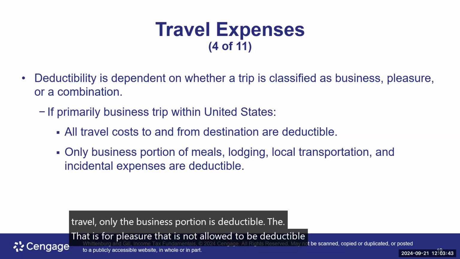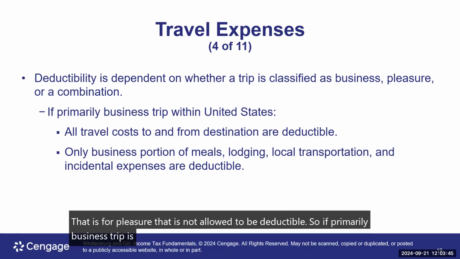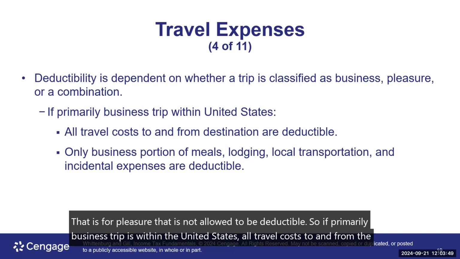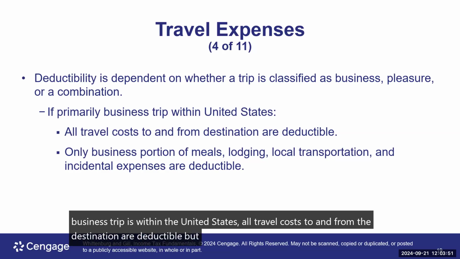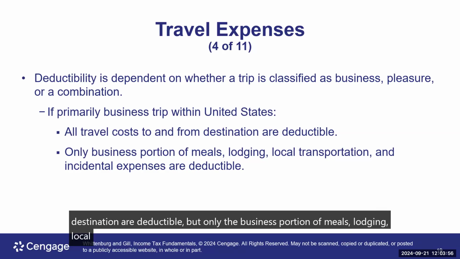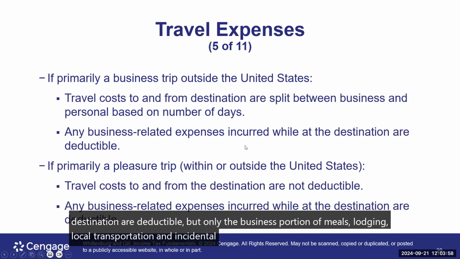If it is primarily a business trip within the United States, all travel costs to and from the destination are deductible, but only the business portion of meals, lodging, local transportation, and incidental expenses is considered deductible.